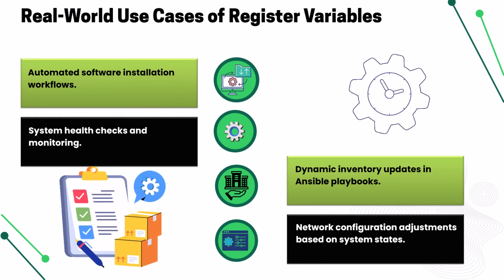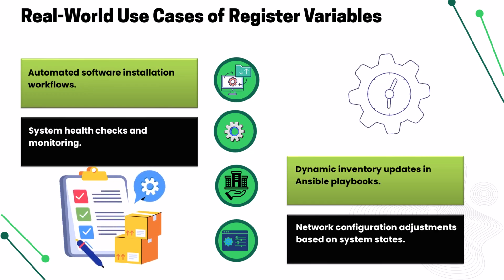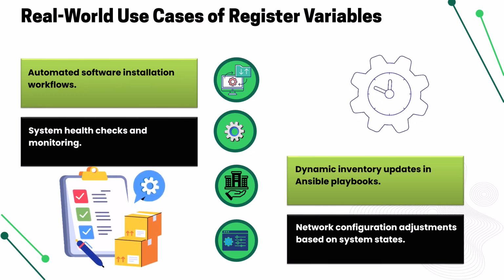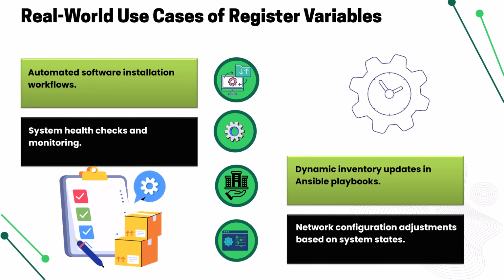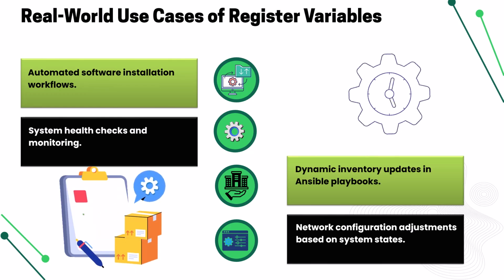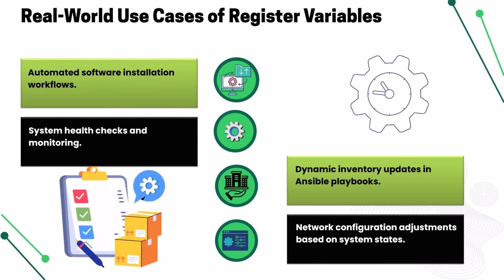Theory is great, but real-world examples make it click. Register variables help automate software installations, making setup seamless. They're perfect for monitoring system health and tweaking configurations dynamically. Need to update inventory files based on real-time data? Register variables got you covered. They're like Swiss Army knives for automation.